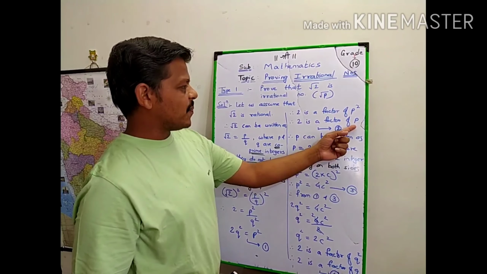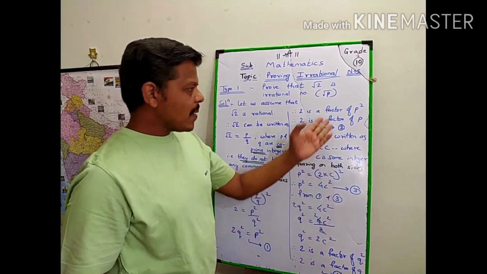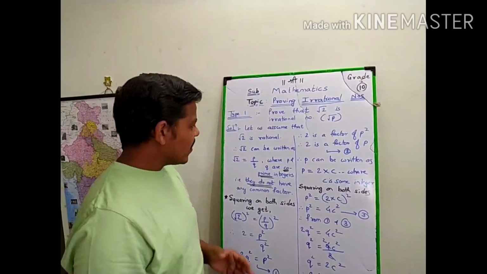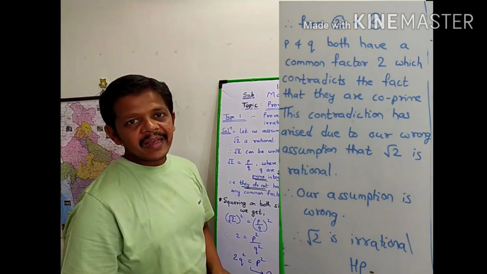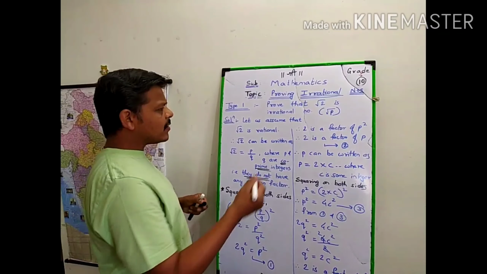3 is a factor of p, 3 is a factor of q. So p and q have a common factor 3. That contradicts our assumption. The assumption is contradicted. The number cannot be rational. Very quickly I'll do it for 5 also now.